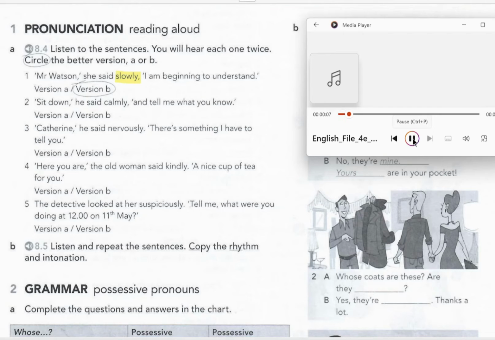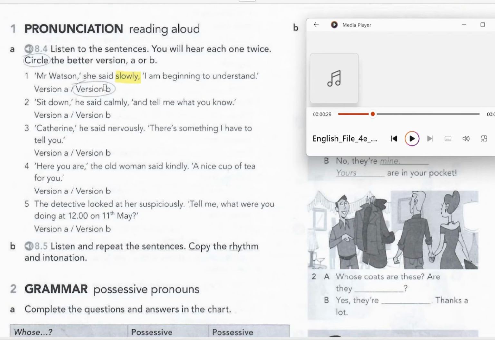8.4. 1. Version A. Mr. Watson, she said. Slowly I am beginning to understand. Version B. Mr. Watson, she said slowly. I am beginning to understand.